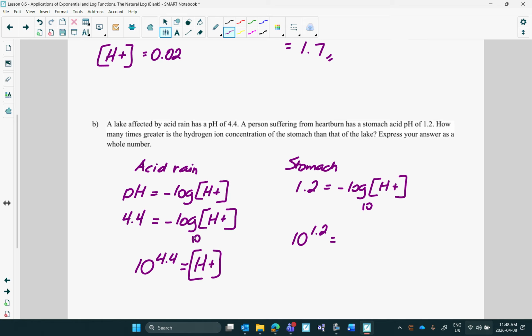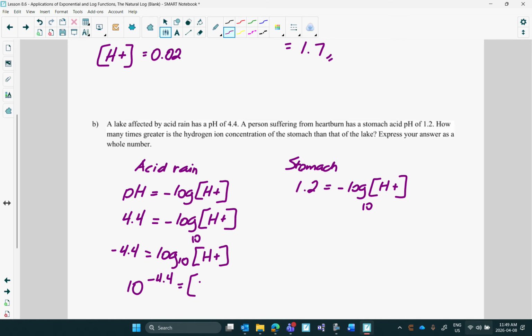Oh, sorry, wait a minute. Go back first here, because I forgot to address something. What did I forget to address? The negative. So what should we do? Okay, so this is going to become, I knew there was something wrong. Put it in that form. So therefore, it's going to be 10 to the negative 4.4 is equal to the hydrogen ion concentration of acid rain. Similarly, here it'll be 10 to the negative 1.2.